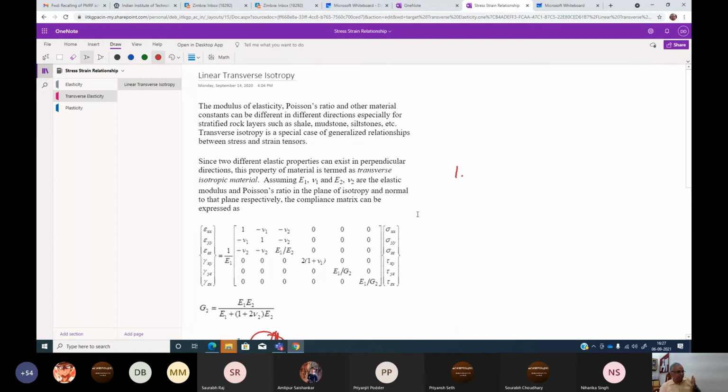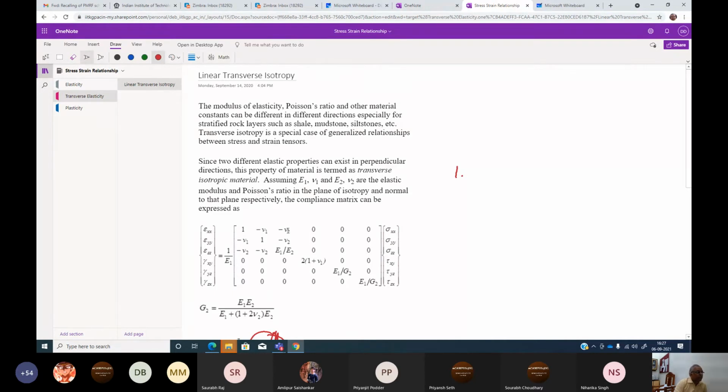Transverse meaning 90 degrees. So it's still a linear material, and we call it linear transverse isotropy. And this is the first form of anisotropy, I must say. Now the compliance matrix will change to this. The compliance matrix changes to this.